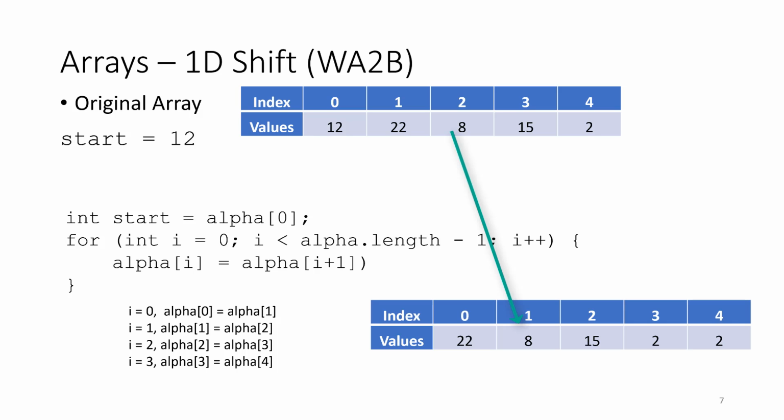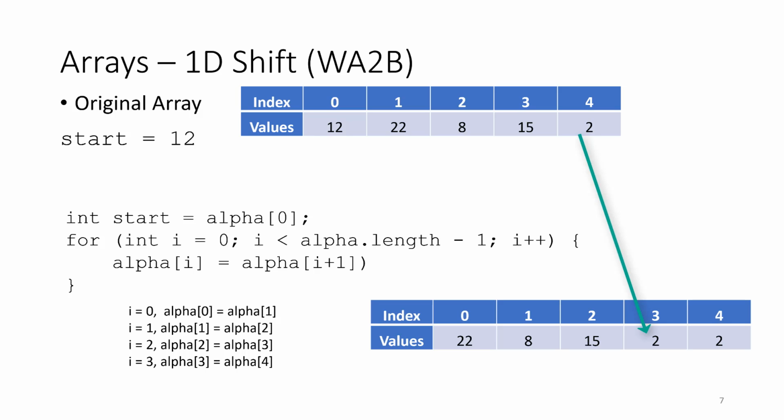Alpha[1] gets the value at alpha[2]. The value at alpha[2] is 8. It is copied into alpha[1]. i is incremented to 2. At this point, alpha[2] gets the value at alpha[3], which is 15. 15 is copied into alpha[2]. i is incremented to 3.